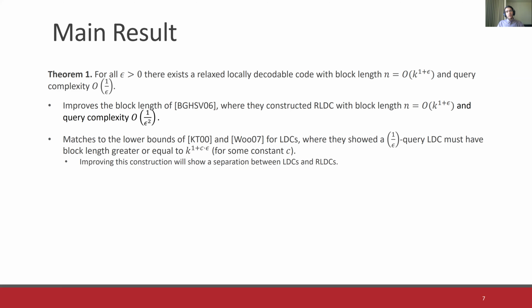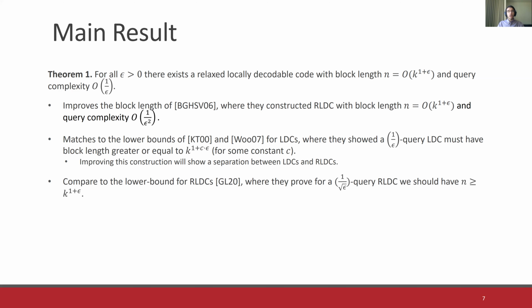And this matches the lower bounds of Katz and Trevisan and Woodruff for LDCs, where they showed that a 1 over epsilon query LDC must have block length greater than or equal to k to the power 1 plus c times epsilon for some constant c. And improving this construction will result in showing a separation between LDCs and RLDCs.